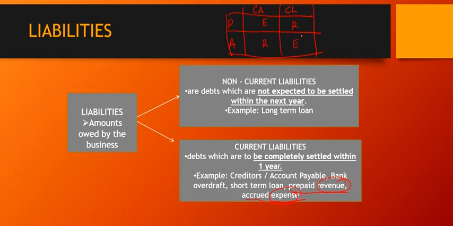So cara nak tengok table ni. P, prepaid expense. It is current asset. Prepaid revenue. It is current liability. Accrued revenue. It is current asset. Accrued expense. It is current liability. That is how you classify into current asset or current liability. Supaya you tak confused. So I suggest you to use this table.